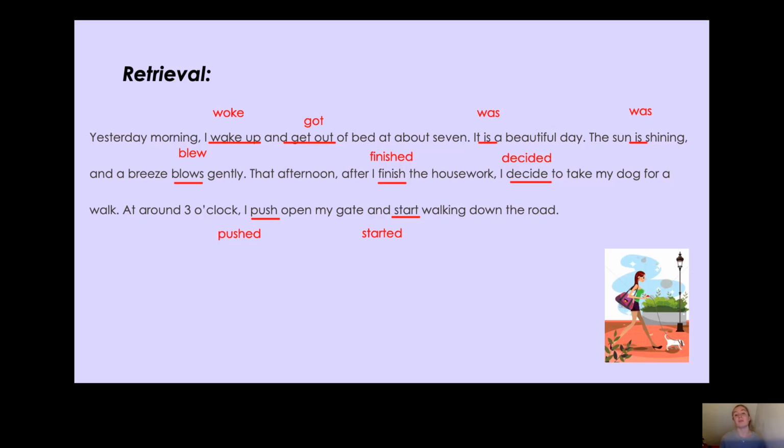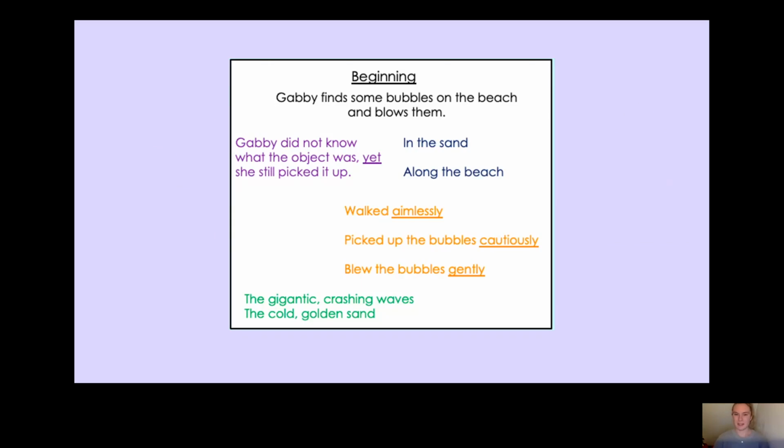Now, this will really help you when you come to write your bubble story, which we're going to start now. So here you go, last lesson, as I said, we planned our different parts of the bubble story. And this was the example I gave for the beginning of the story.